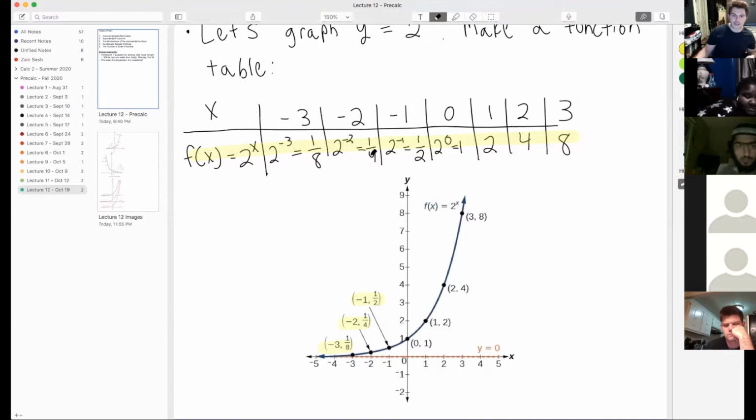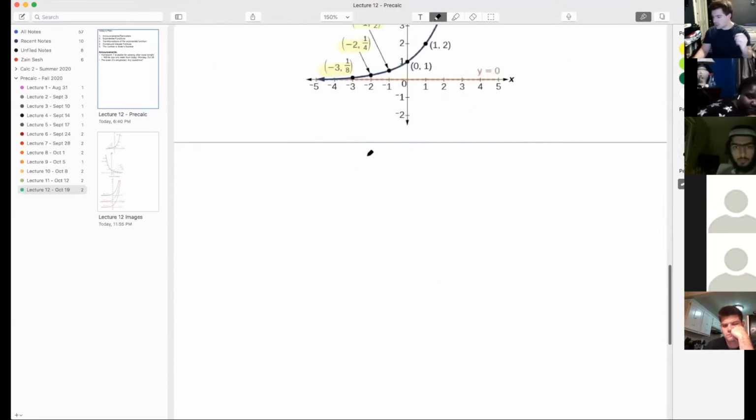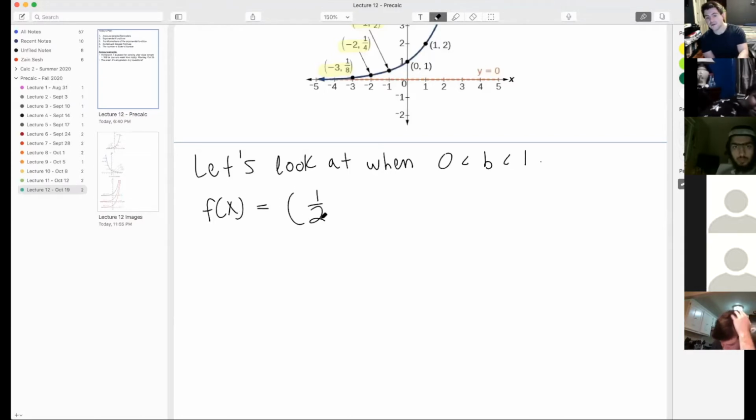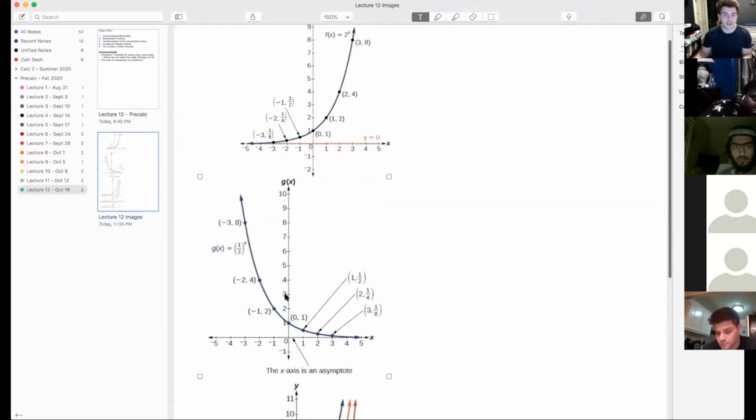Now let's look at one more: when the base b is between 0 and 1. The example we'll look at very quickly is when the base is 1/2. In this example, b is 1/2, and that's definitely in between 0 and 1. Let's look at the graph of that guy. It's going to look a little different, actually.